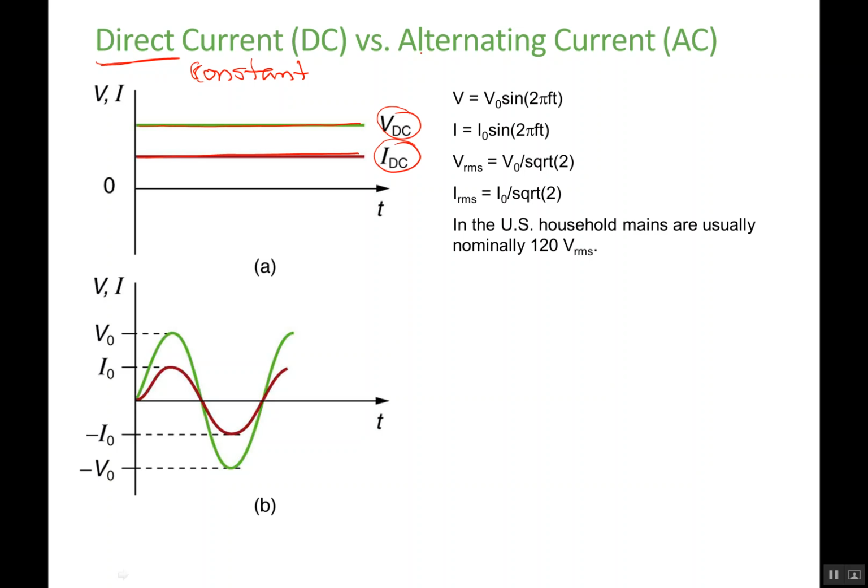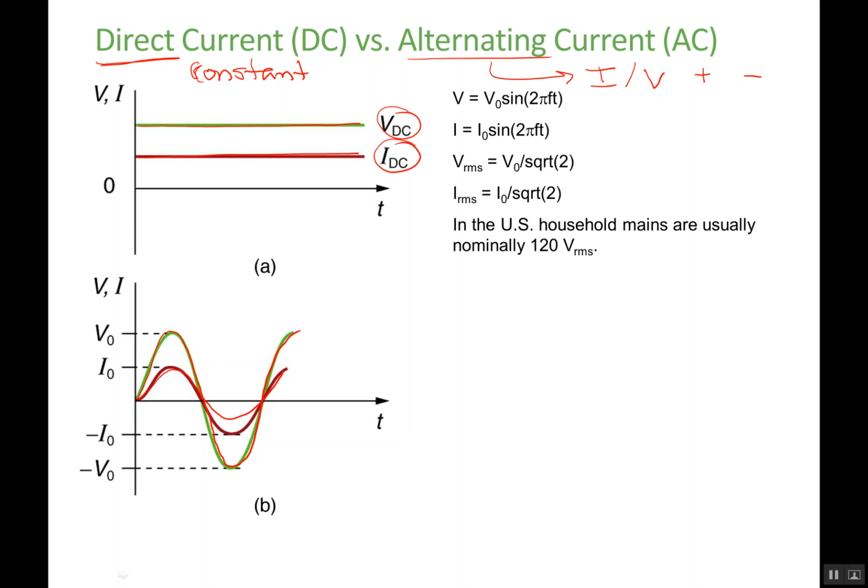Alternating current means changing. Usually, when we say alternating current, we mean that the current and the voltage are oscillating between positive values and negative values. Pure alternating current is sinusoidal. It looks like a sine wave. And alternating voltage is sinusoidal as well.